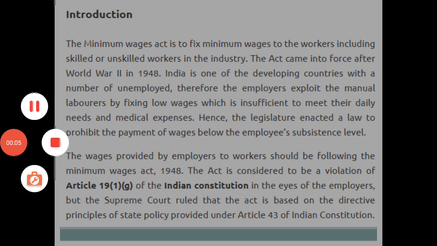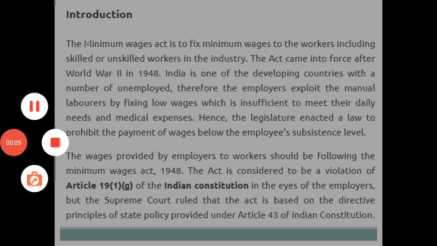Okay, the act came into force after World War II in 1948. When did this act come into force? Yes, the act came into force after World War II in 1948.